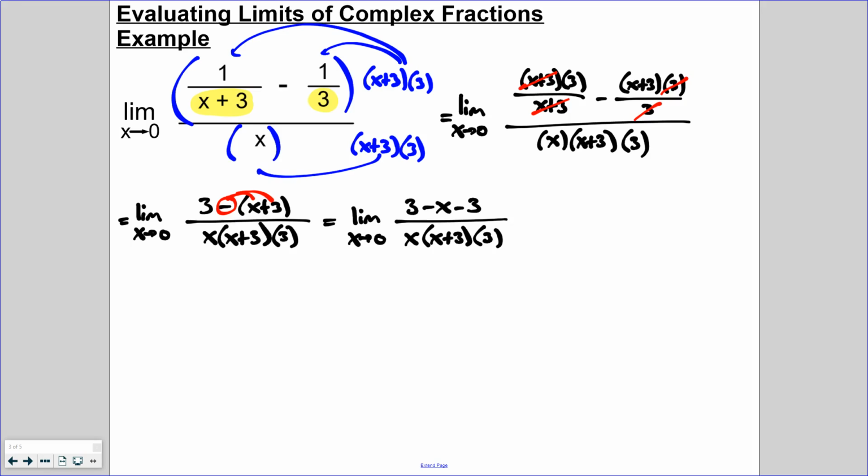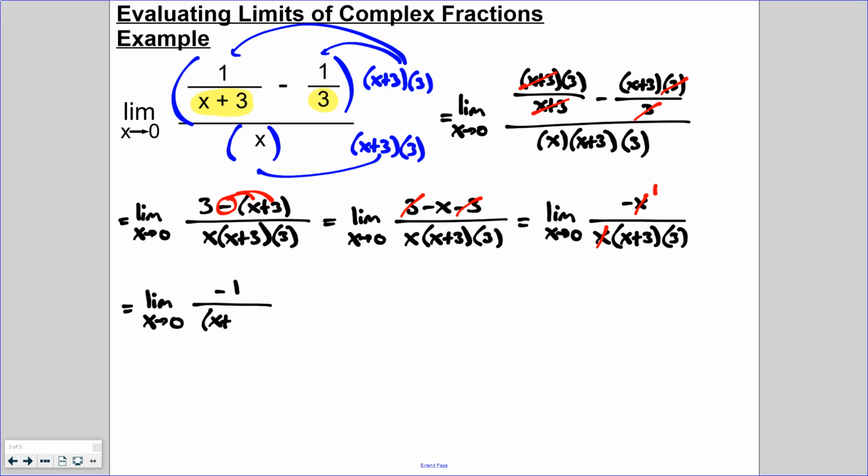And then from here, if we simplify the numerator, the positive 3 and the negative 3 are going to cancel out, leaving us with the limit as x approaches 0 of negative x over x times (x plus 3) times 3. And we can see yet again, the numerator and the denominator both have a factor in common, so we can cancel out the x's, which is going to leave us with the limit as x approaches 0 of negative 1 over (x plus 3) times 3.